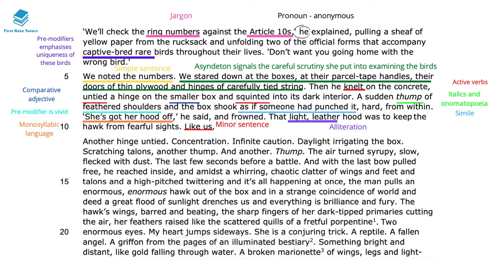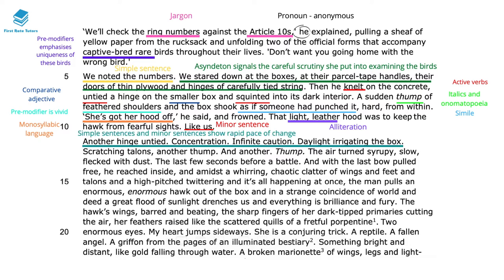Also, the minor sentence "like us" shows that she also is very self-aware. She knows that in some ways humans can be quite predatory, and so of course she's also very self-aware in the sense that she knows that she can be quite an intimidating presence in front of this hawk.